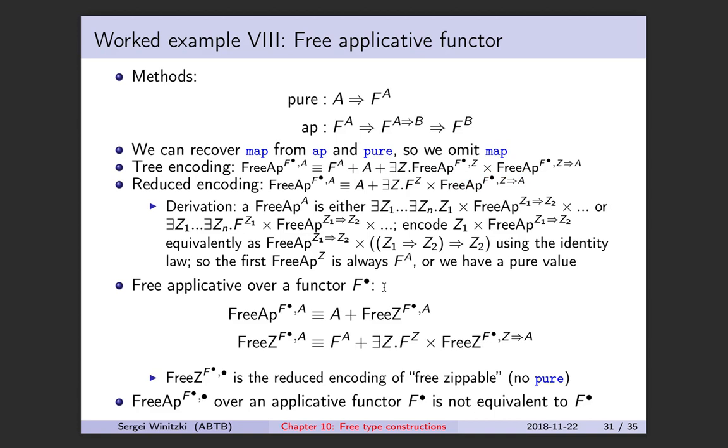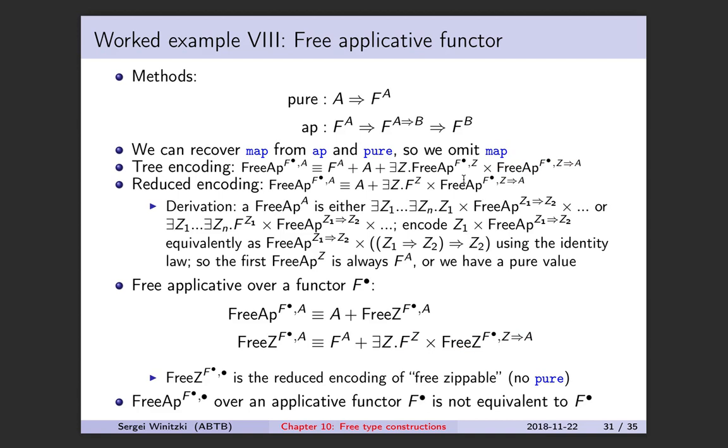A free applicative over a functor is taken from here. We use this representation. And what we find is that we cannot really reduce this using the identity for the existential type. Because this is not of the form exists z and then fz and z goes to something. It is not z goes to something. It is a type constructor. So therefore, free applicative over a functor, it looks like this.